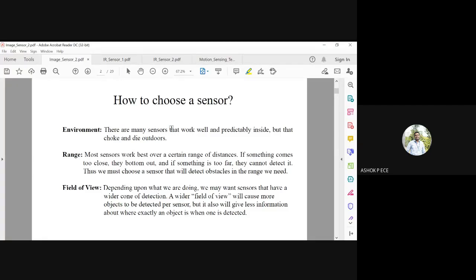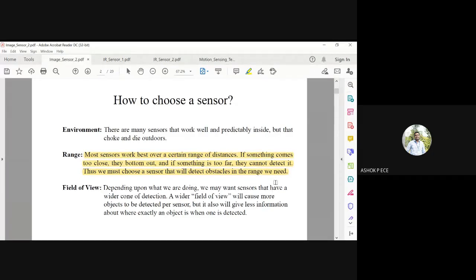Next one is range. How much distance is my sensor going to work over? If something comes very close, the sensor is unsure of what is happening, and if something is very far, it cannot detect it. So you must have a meaningful range where the sensor will detect a physical phenomenon. There should be a minimum distance and a maximum distance within which a sensor can work and sense a physical parameter.